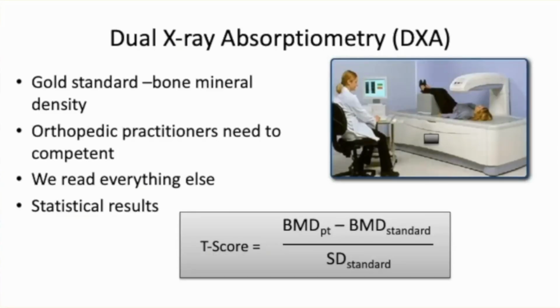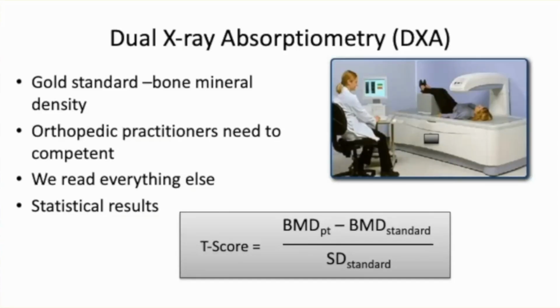Remember that the results we're going to look for are really statistical results, which is a T-score, which is valid in postmenopausal women and men over the age of 50. And this is basically the number of standard deviations away from a reference standard that the patient's bone mineral density is. The reference standard for postmenopausal women and men over 50 is young, healthy Caucasian females. And that will derive a T-score. And that's most commonly what we're going to use.